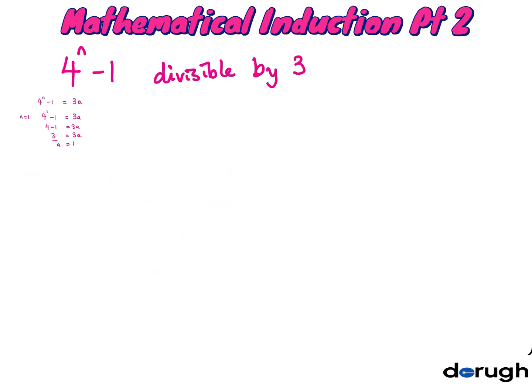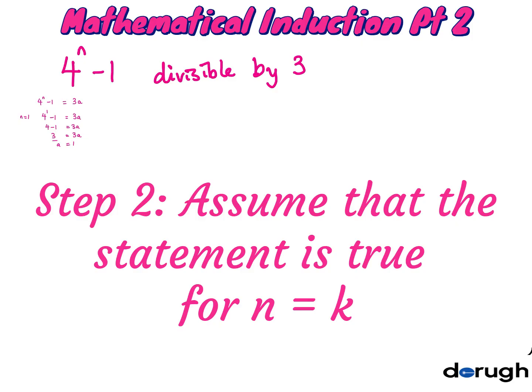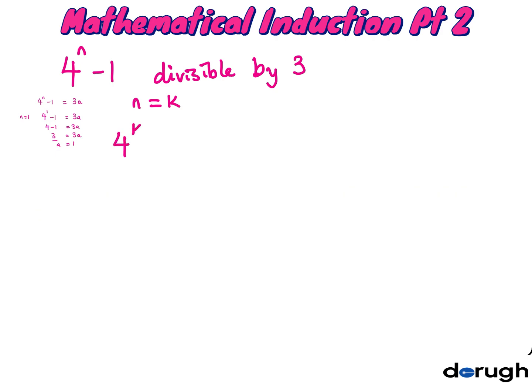So let's move to step 2. Step 2 is that we need to assume that the theorem is true when n equals k. If n equals k, what do we have? We have 4 power k minus 1 equals 3a. Okay? So we are assuming that this is true.